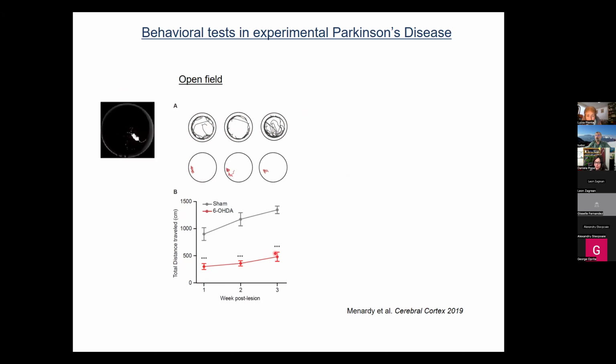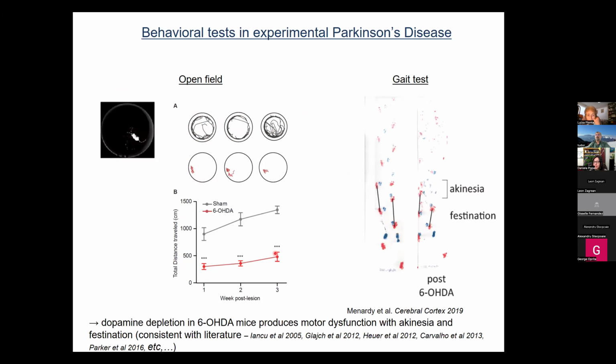What we also looked at is the gait test, and here we look at the same animal before the lesion and then after the lesion with the toxin. And we could see here in red and in blue the forelimbs and the hind limbs. And we see that after the lesion, they hesitate initiating movements, and this is interpreted as akinesia. And also they have smaller steps, and this is called festination. So all this is consistent with the literature and confirms that we have a classical model of Parkinson's disease.